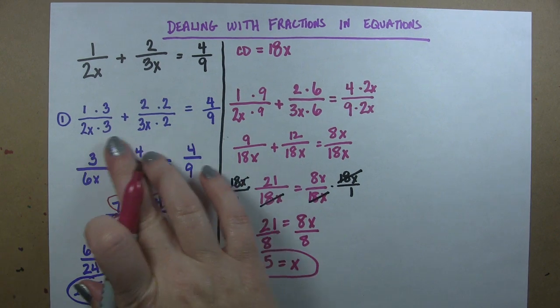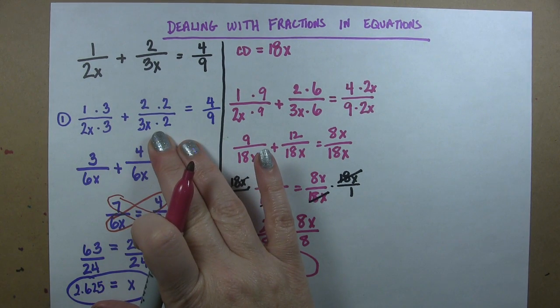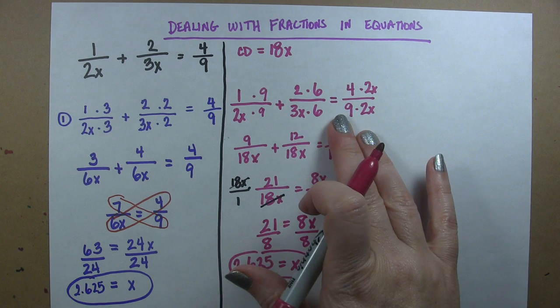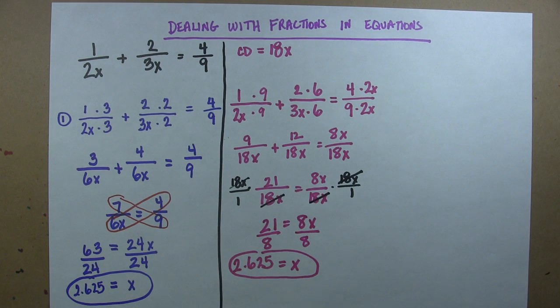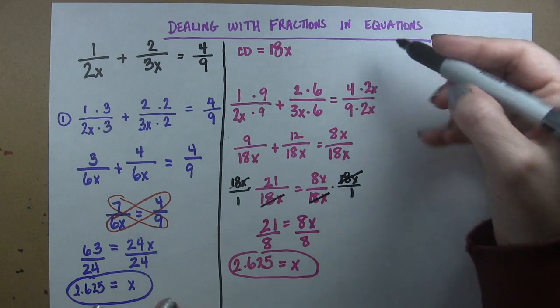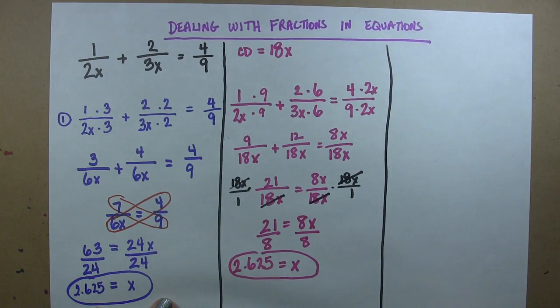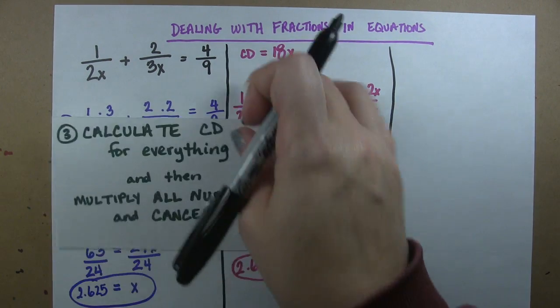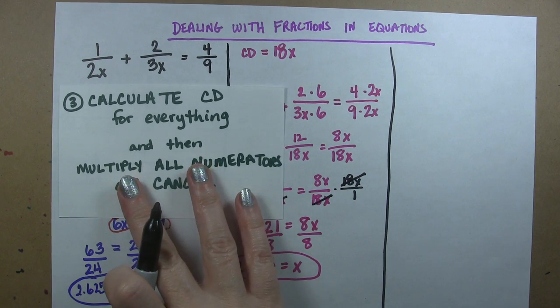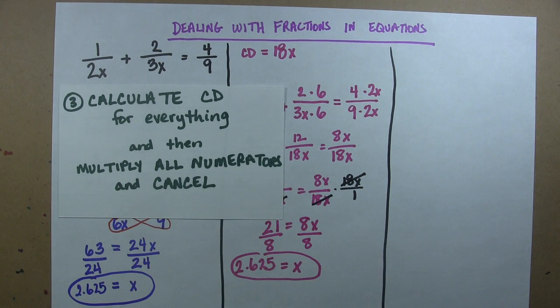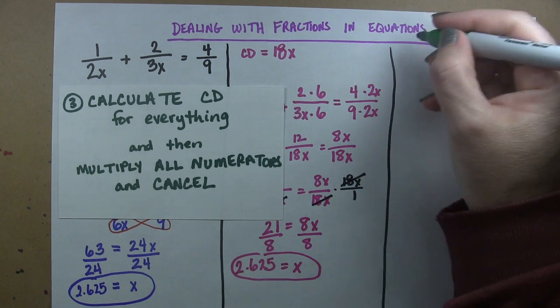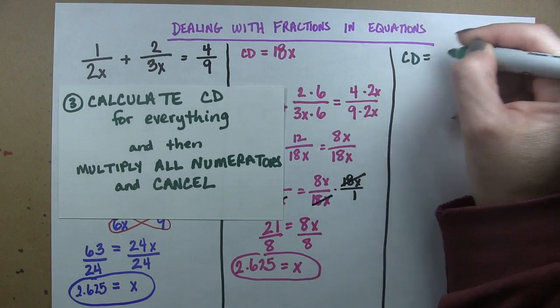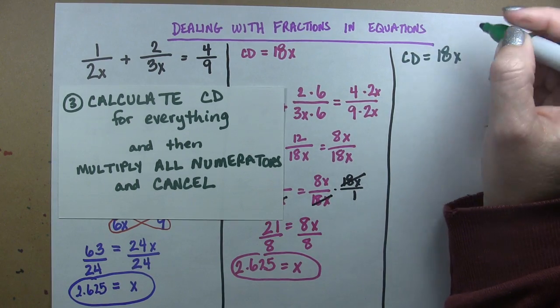Here we did our common denominator just for 1/2 of the equation. Here we did it for the whole equation. All right, now there's one more technique that you could use, and that is our green technique. And the green technique says, again, we're going to calculate a common denominator for everything, and then we're going to multiply that by all the numerators. So again, we'll use our common denominator of 18x.